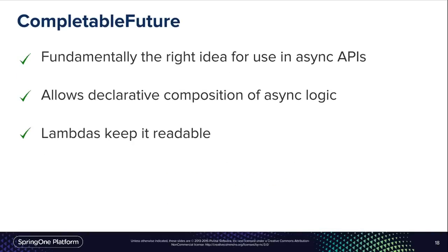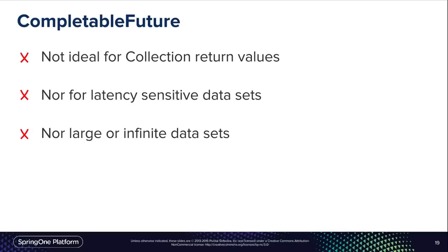So CompletableFuture is fundamentally the right idea. It's an example of the kind of API that we want. It lets us declaratively compose asynchronous logic, so it still remains readable. We can use lambdas with Java 8. That's a big helper, and makes the code very readable.